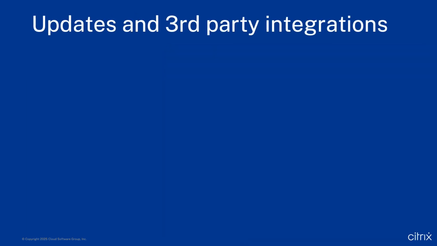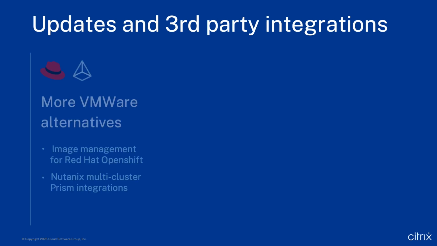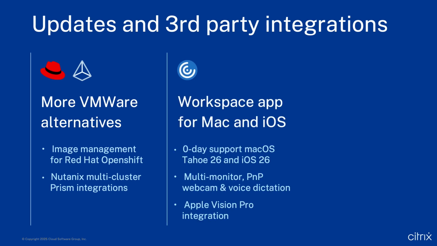And then finally, let's take a look at some of the other areas we're investing in. One is that we're actively expanding our support for VMware alternatives, including a lot of updated and integrated image management for both Red Hat OpenShift and multi-cluster Nutanix Prism. We also are coming out with zero-day support for the latest platforms, including macOS Tahoe 26 and iOS 26, giving you improvements in user experience, and features like multi-monitor, plug-and-play webcam, and voice dictation. And all of these are integrated within the Mac platform, and it allows you to expose all those within your session.